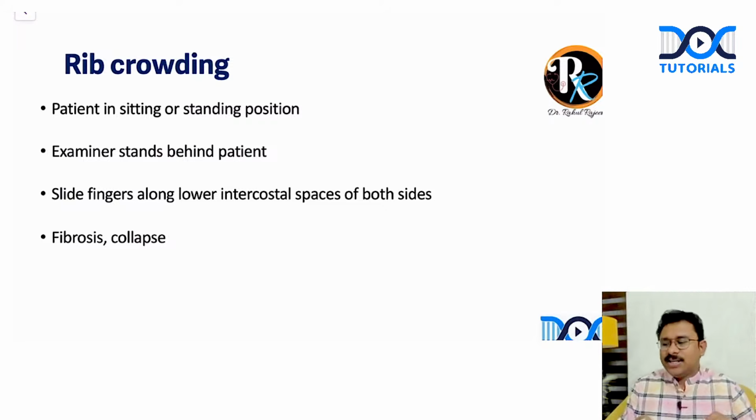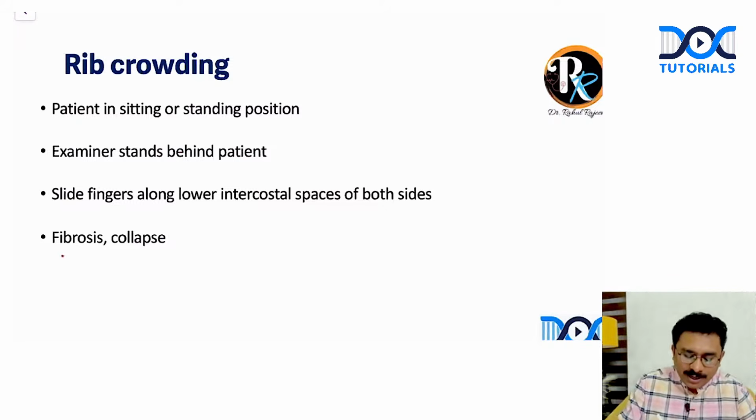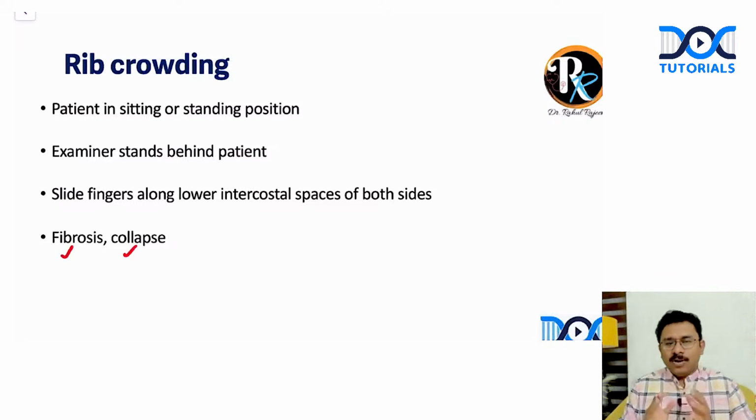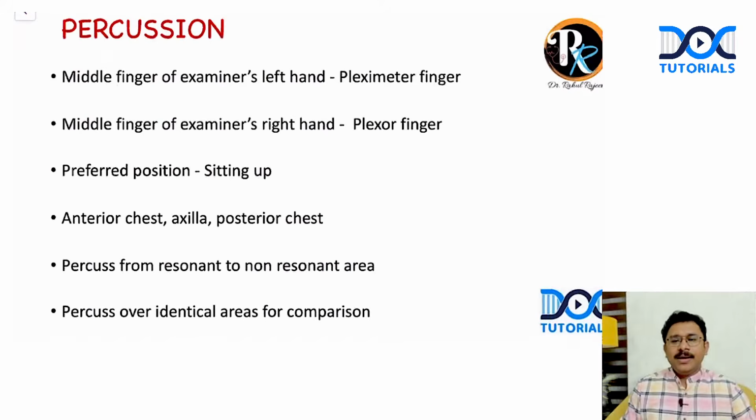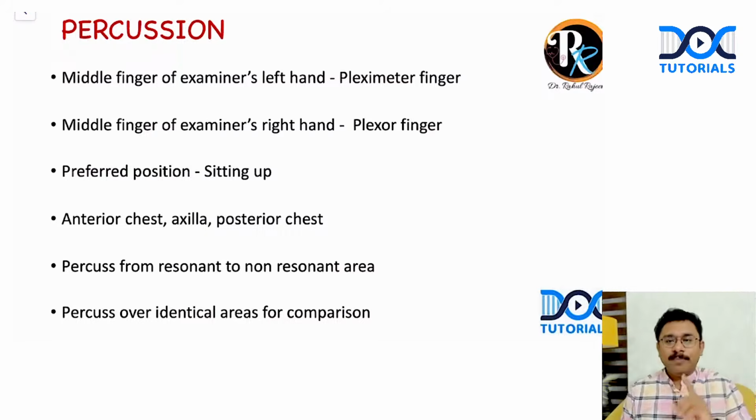And what are the conditions in which you may get rib crowding? It can be either in a fibrosis or maybe in a collapse. These are the conditions where there is a volume loss, that is where you get the rib crowding. Now, after inspection and palpation, next is percussion. What are the important points that you should know?